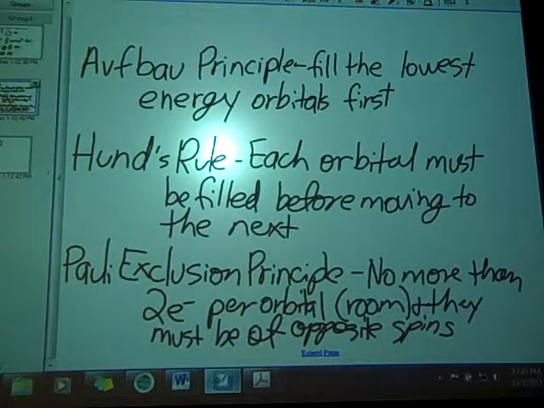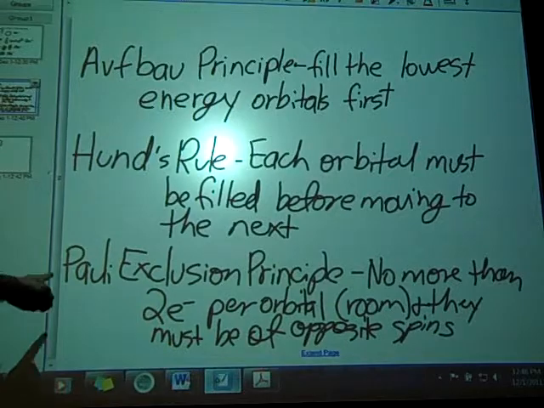Second rule, Hund's rule. Hund's rule says that each orbital must be filled before moving on to the next. So, each floor of our hotel must have the maximum number of people before we can move on to the next type of suite, S, P, D, or F, or the next floor. And again, our periodic table is going to help us keep track of which orbital comes next. It's this wonderful shortcut. Last one is the Pauli exclusion principle.